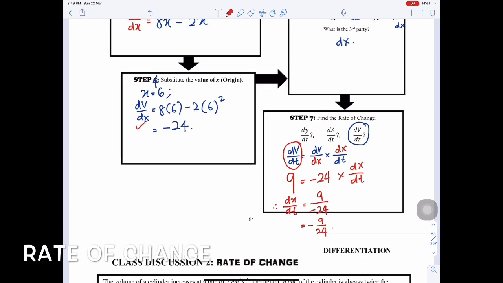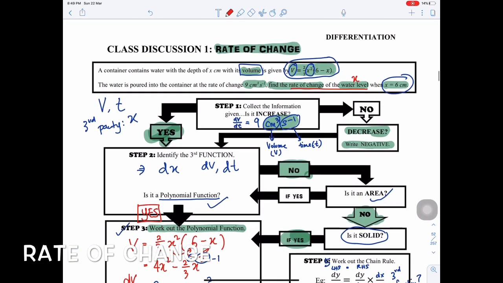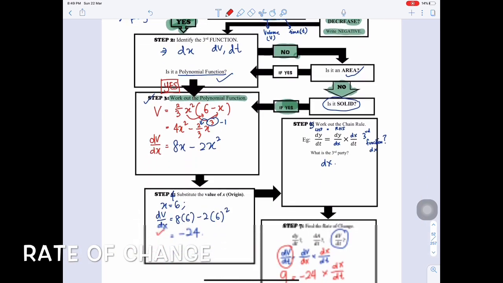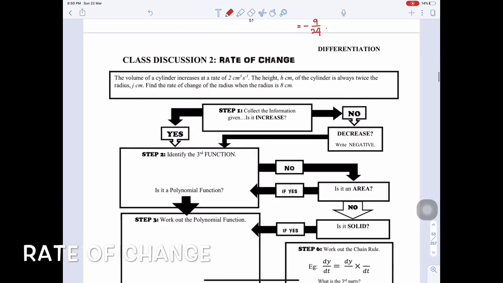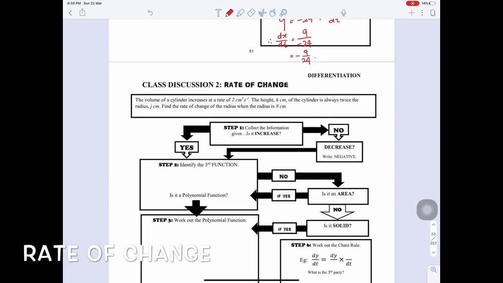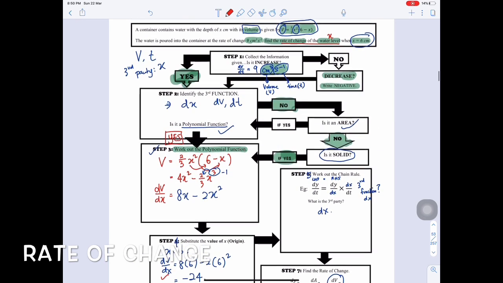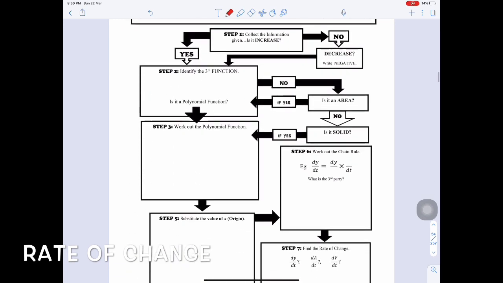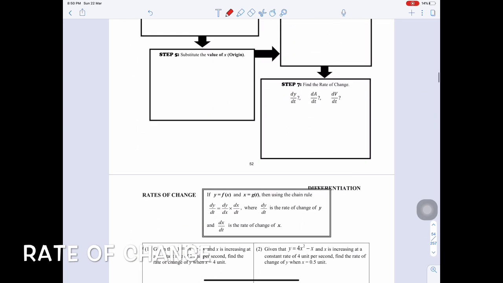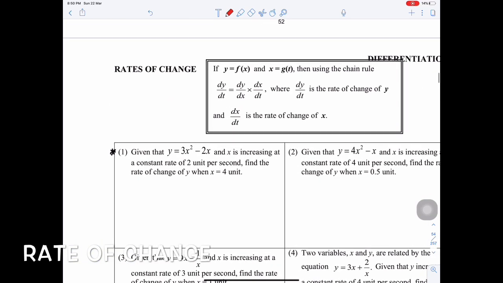So this is an example from the flowchart of rate of change. You can try rate of change for class discussion 2, but before that, you must master how to complete class discussion 1. Then let's look at the examples of rate of change. A simple example, number 1.